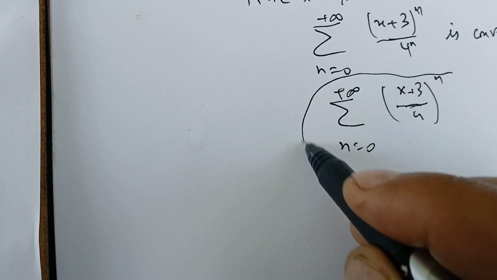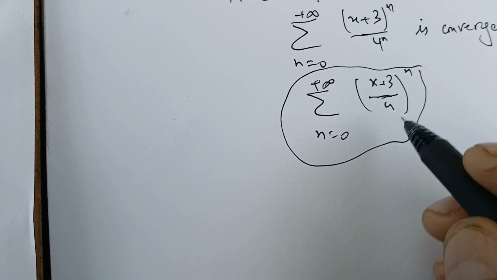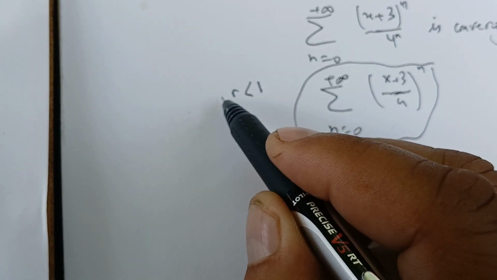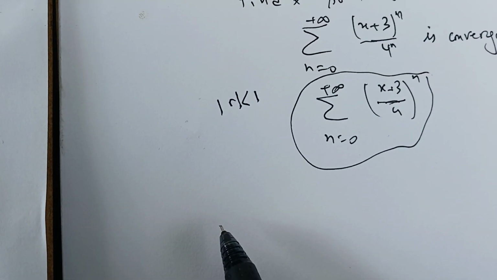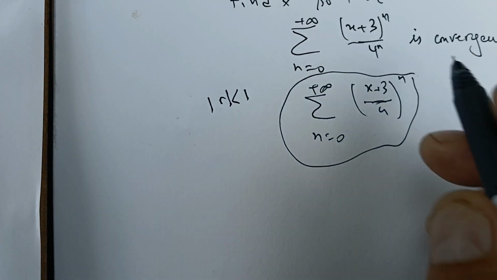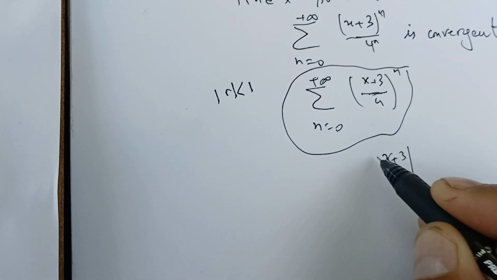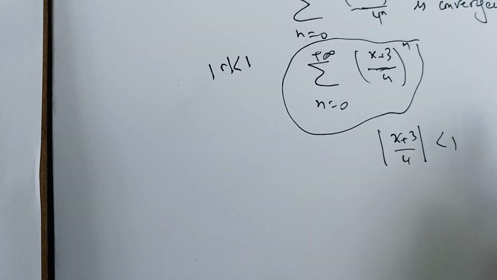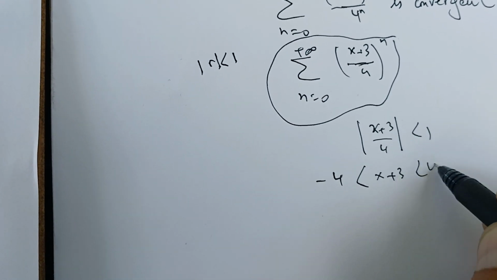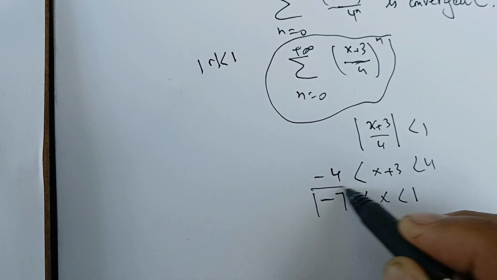To make sure it's convergent, for a geometric series we need the condition that the absolute value of r is less than 1. Assume this is our r: x plus 3 over 4 must be less than 1 in absolute value. Doing some simple algebra, x plus 3 is between minus 4 and 4, and adding minus 3 to both sides, we get x is between minus 7 and 1.